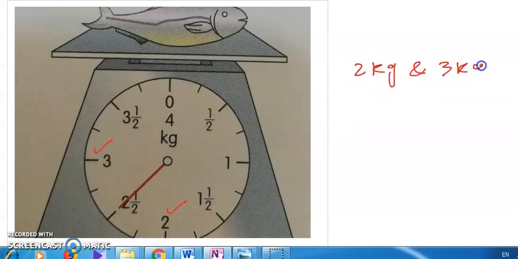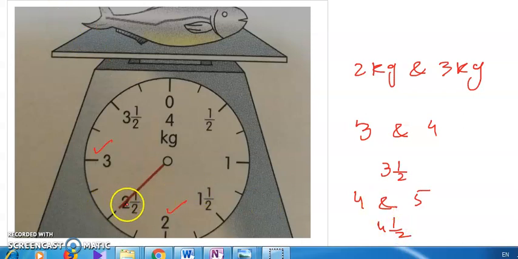and 3 kg. So if the reading of the mass scale is halfway between two numbers, for example, I say the two numbers are 3 and 4, the halfway between 3 and 4 will be 3 and a half. Halfway between 4 and 5 will be 4 and a half. So this is the first case, when we have the reading of the scale halfway between the two numbers.